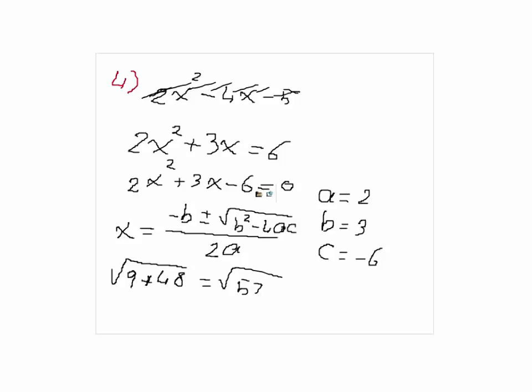And you see that what is under the radical is a positive number. If you take the square root of a positive number, it will have 2 real numbers as its result. So without solving it, we recognize that this quadratic equation will have 2 real solutions.